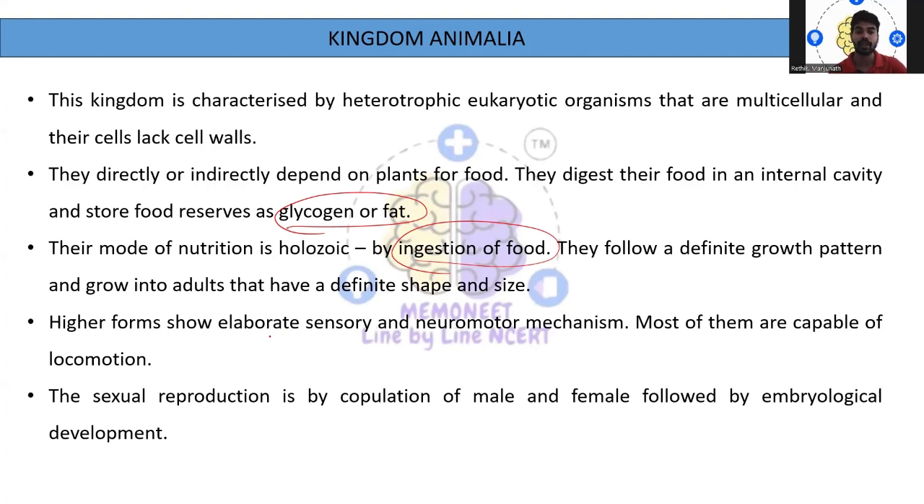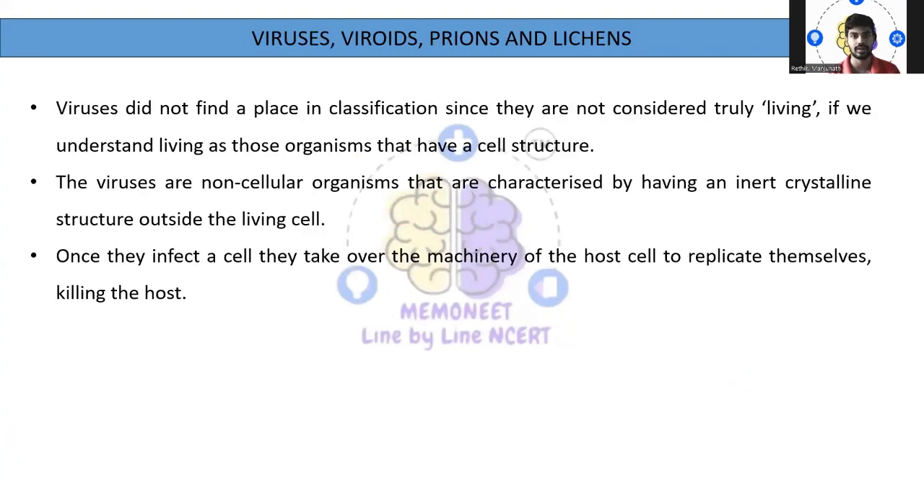Most of them are capable of locomotion, that is movement, and basically you'll see only sexual reproduction. That is actually done by the copulation of male and female, followed by what? Embryonic development. So that's the next concept, or the last concept is viruses, viroids, prions, and lichens. These are the organisms that have been placed separately. That means they are not included in the five kingdom system of classification.